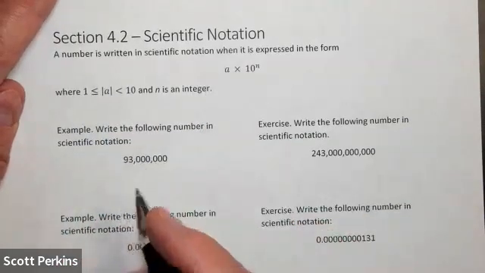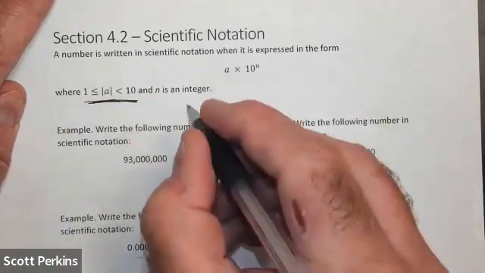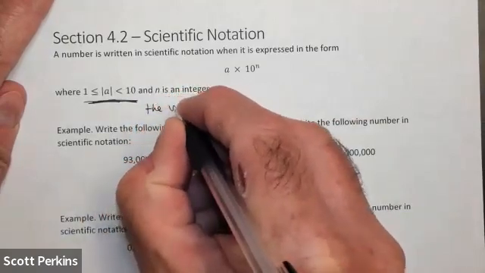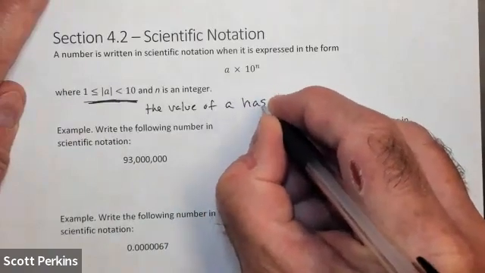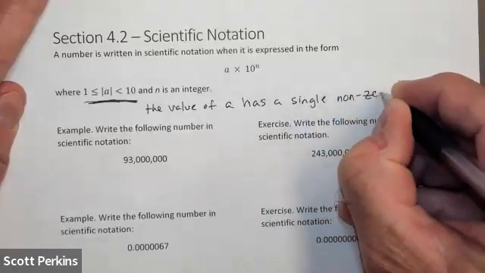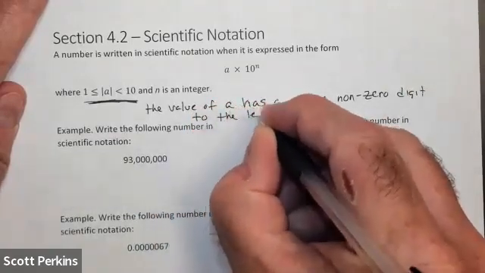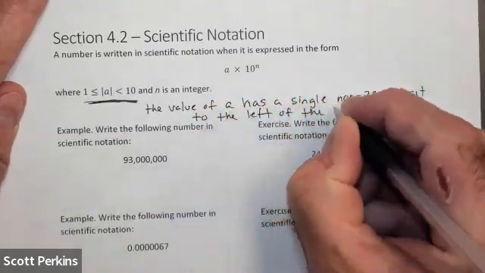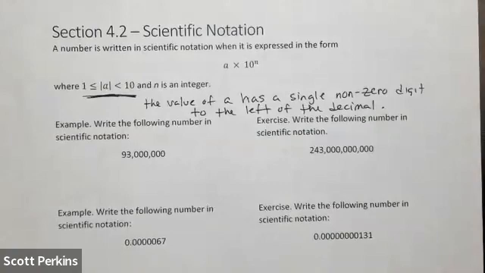Now that might be a little confusing. What does this mean right here? What this means is that the value of A has a single non-zero digit to the left of the decimal. Now that might not clear it up for you. I apologize if it doesn't, but when we do a few examples, I hope you will get what I'm talking about there.